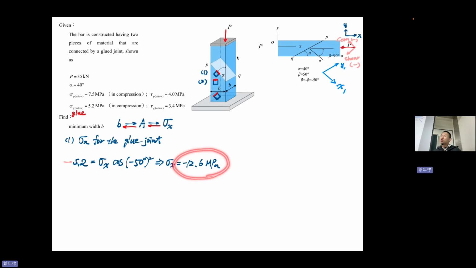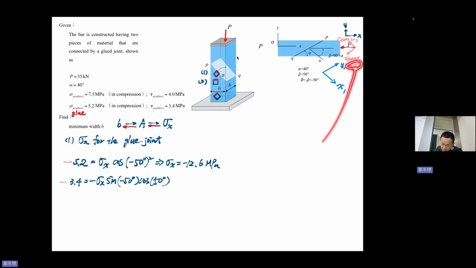So your sigma x is more negative than minus 12.6, and then it will break. Okay, and then your tau 3.4 equal to minus sigma x sine minus 50 degree cosine 50 degree, and of course again minus because your component is also minus.